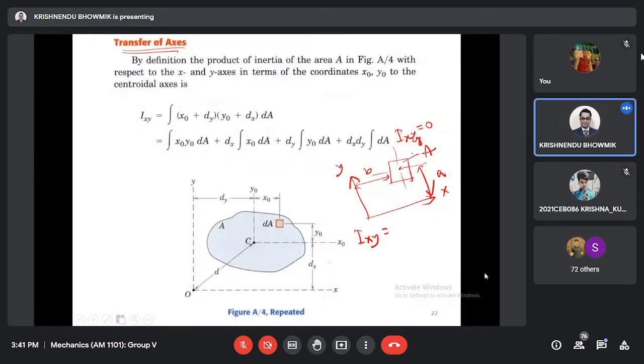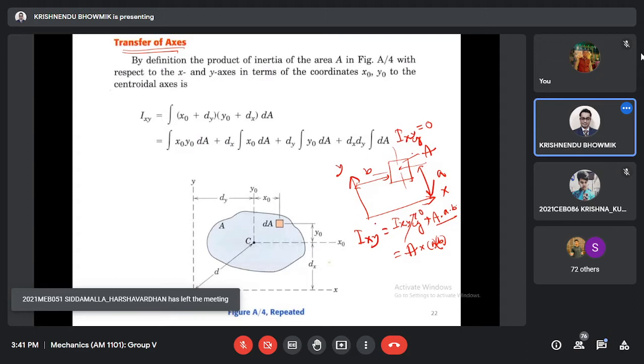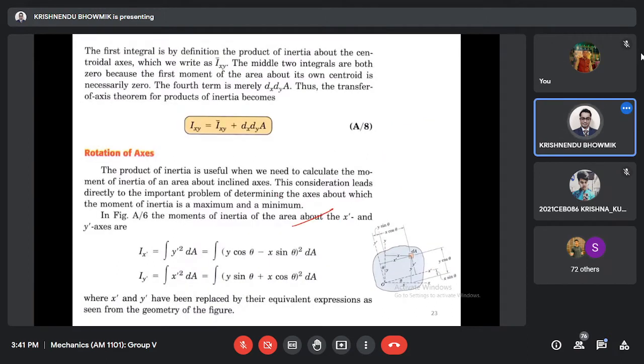Okay, so that will be Ixycg plus area multiplied by a multiplied by b, and this one we know is 0, so that will be a multiplied by distance a multiplied by distance b. Capital A is the area. Then we have told before about rotation of the axis.